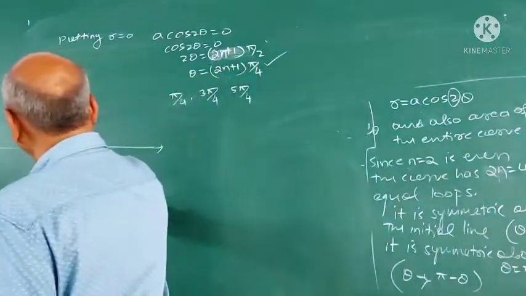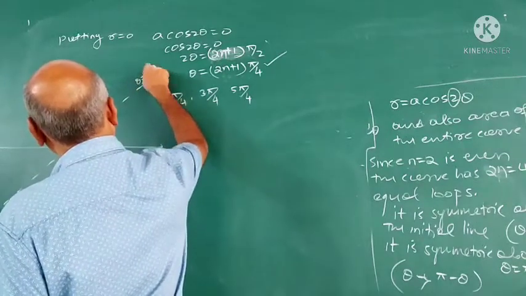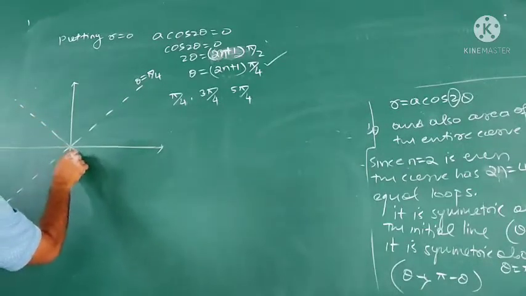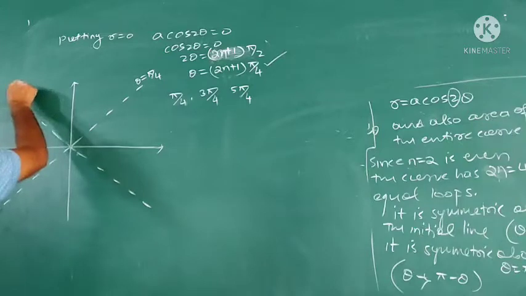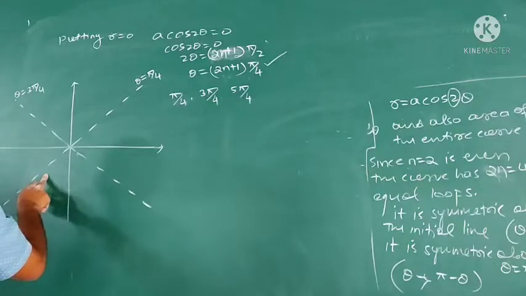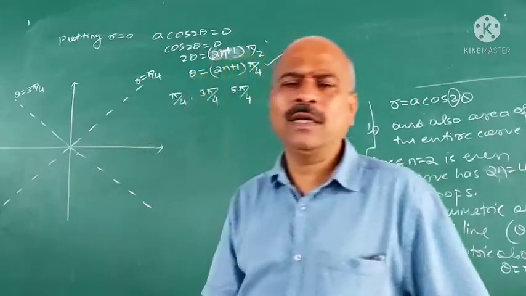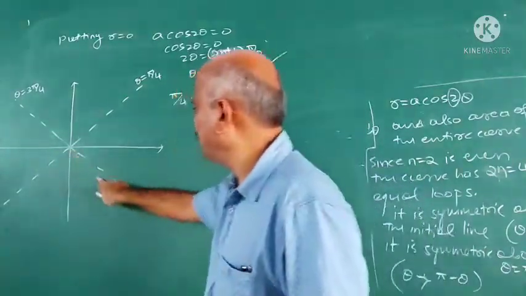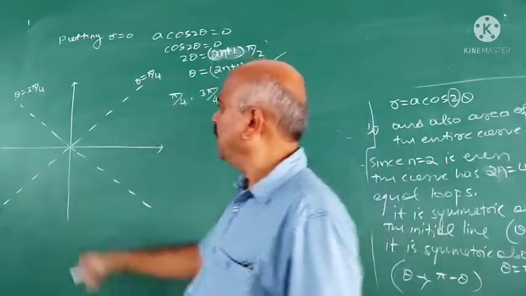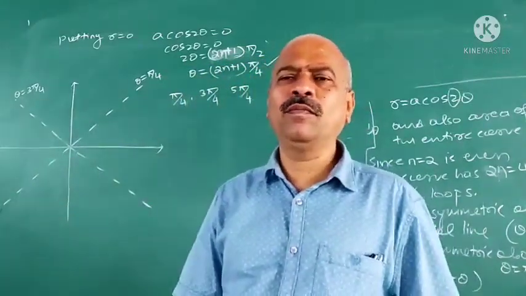Now, first I draw these lines. Theta is pi by 4, and theta is 3 pi by 4. This is pi plus pi by 4, that is 5 pi by 4. They are the tangent lines. Of course, if you take the positive direction like this, then it becomes 5 pi by 4, pi plus pi by 4, and 3 pi by 4. Correct? These are the tangents at the pole.